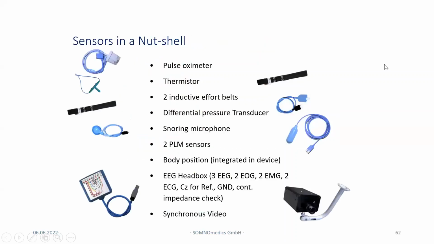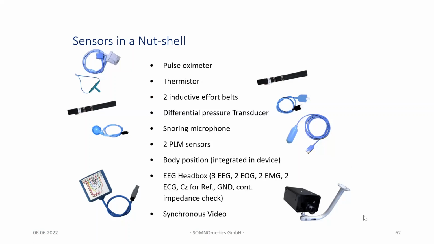So now, in a nutshell, we have to have a pulse oximeter to look at the oxygen desaturations. We need to have a thermistor to look at the apneas. We need to have both inductive effort belts for central apneas. We need to have a pressure transducer to pick up hypopneas. We need to have a microphone for snoring, and PLM sensors for picking up leg movements. We need to have a body position sensor, because body position is very important, because we are looking at supine REM, because in supine REM, a lot of obstructive sleep apnea happens. So that is why body position is very important.